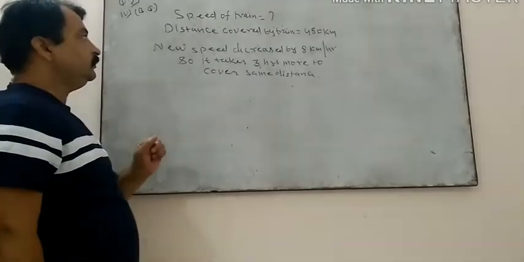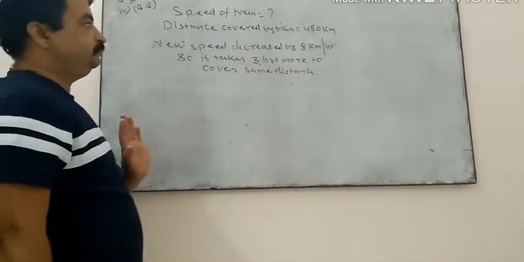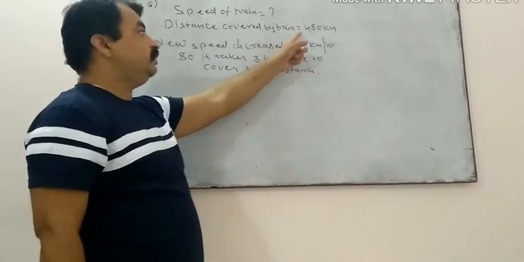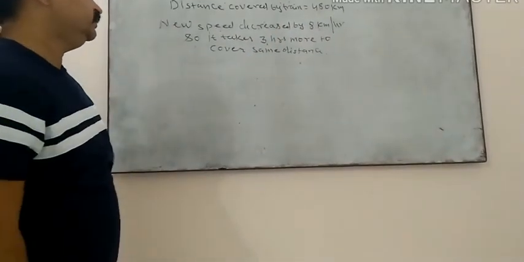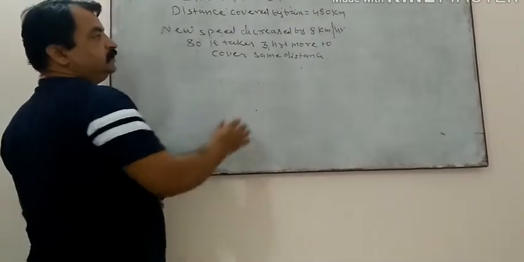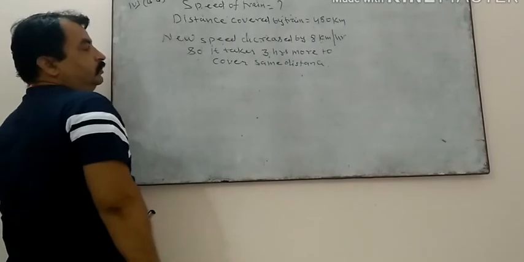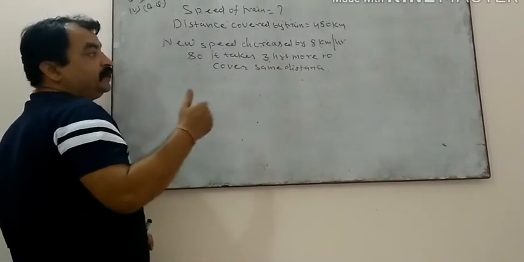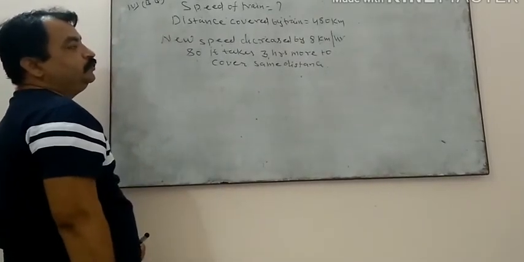See, we have to find here the speed of the train, right? If the train covers a distance of 480 kilometer, this is the first condition, right? Train is covering the distance of 480 kilometer. So we have to find the speed for this train. At what speed the train runs to cover the distance of 480 kilometer.